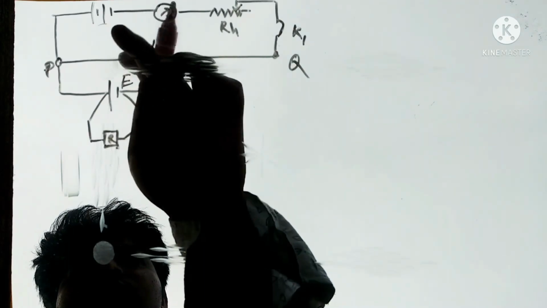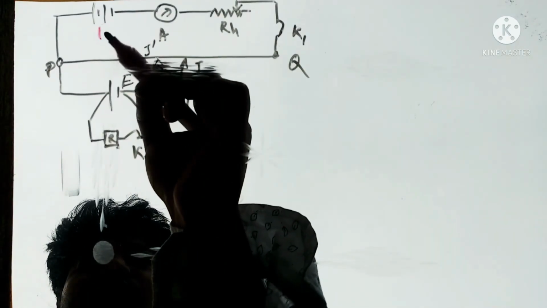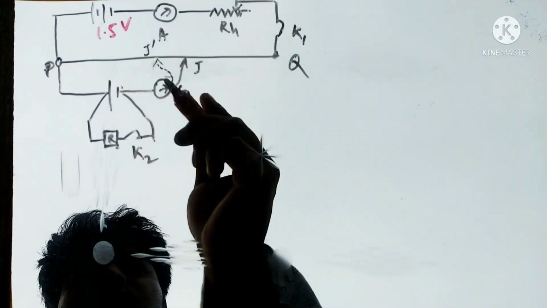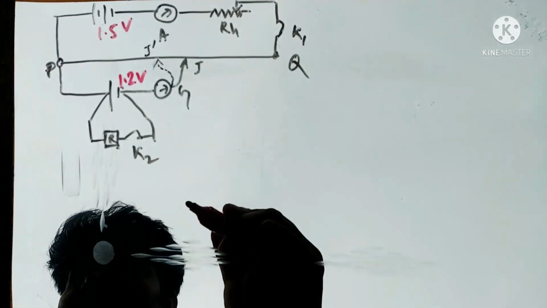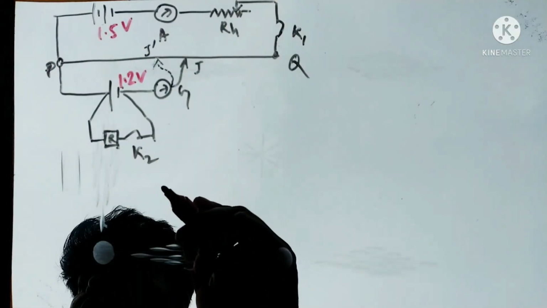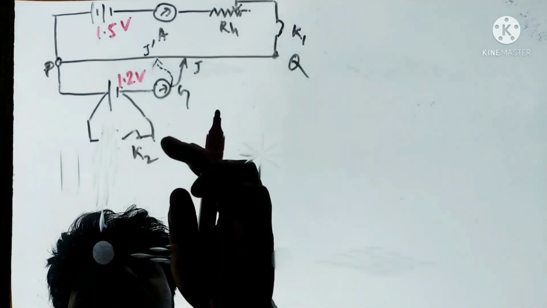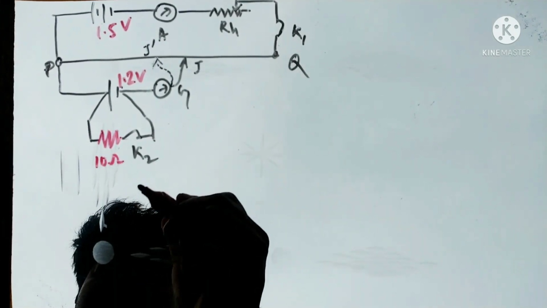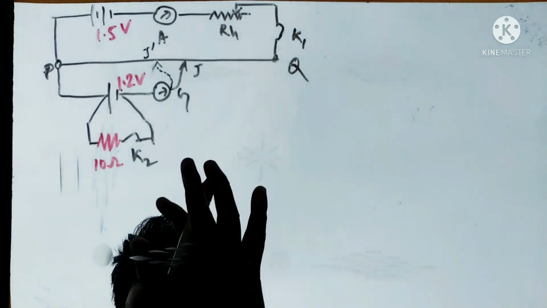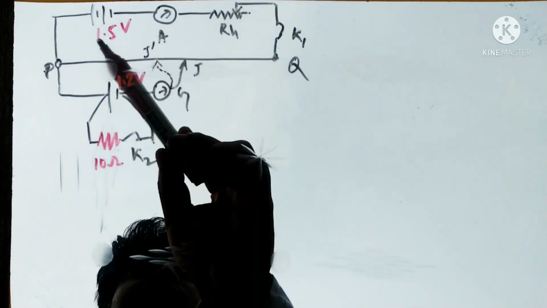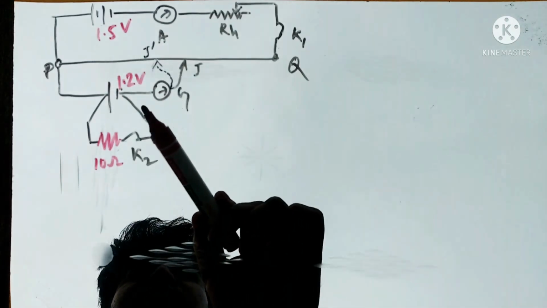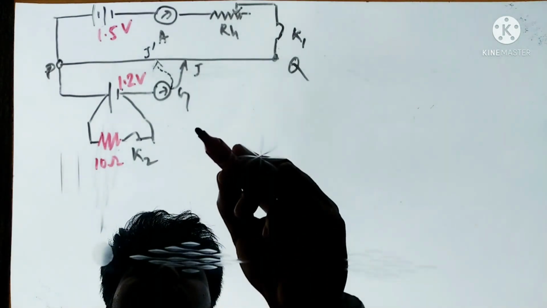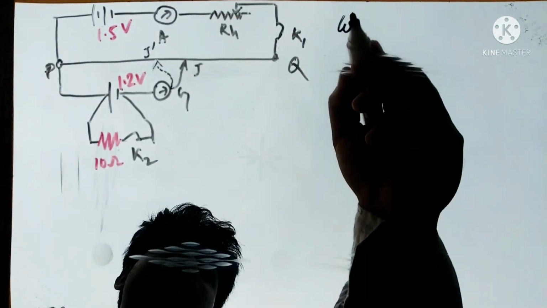Now, as we have understood how to calculate internal resistance, here we will solve a problem where the driving cell's battery is 1.5 volt and the cell voltage is 1.2 volt. The resistance we have connected with this cell is 10 ohm. Let us do it. In this case, 1.5 volt is the driving battery, 1.2 volt is the cell's EMF, and 10 ohm is the resistance connected with the cell. So let me draw.